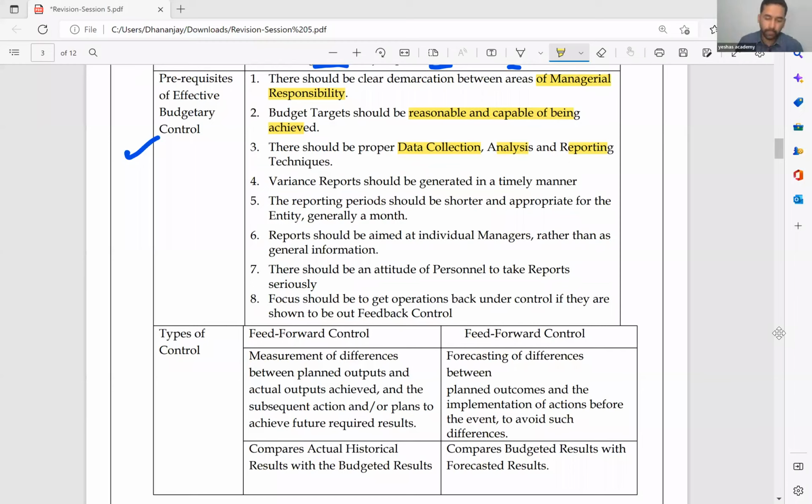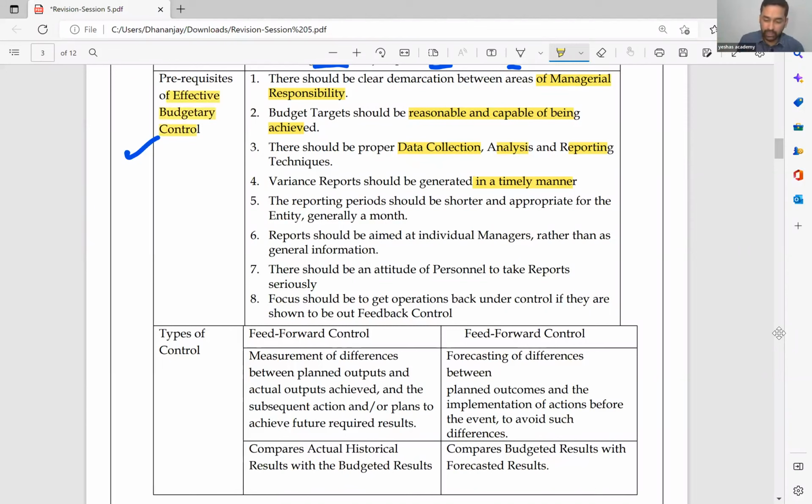Yes, let's continue. Variance reports should be generated in a timely manner. A variance report compares budget with actuals. They did not define timely, but we should know that we can't do it randomly. We should have a system: at the end of the month, once the actual data is available, within 5 days we prepare a variance report, then we discuss with the respective departmental heads, the meeting is conducted, actions are taken. You need to have a clear timetable, a proper calendar. Otherwise, you will not be able to have an effective budgetary control system.